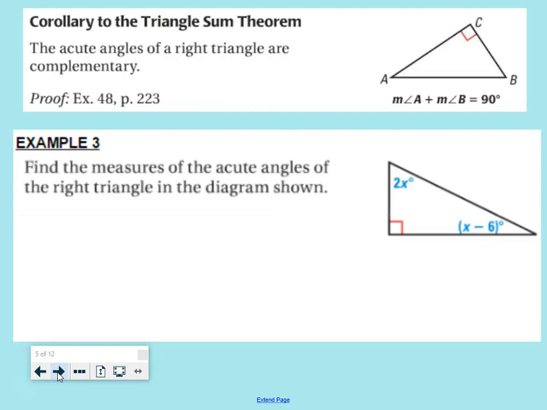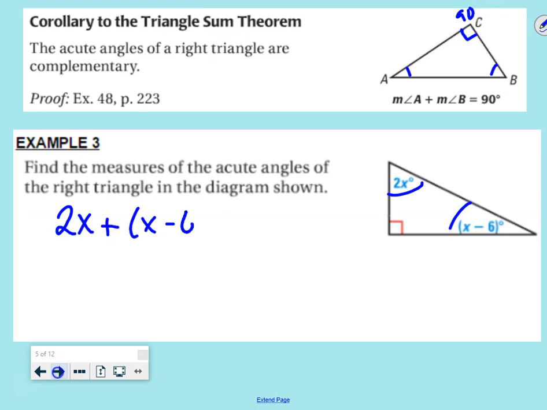Corollary to the triangle sum theorem, the acute angles of a right triangle are complementary. Should make sense. If all three angles are going to sum to 180, and one of them is 90, the other two have to make 90 as well. Find the measures of the acute angles of the right triangle in the diagram shown. We know that these two are going to sum to 90 degrees.